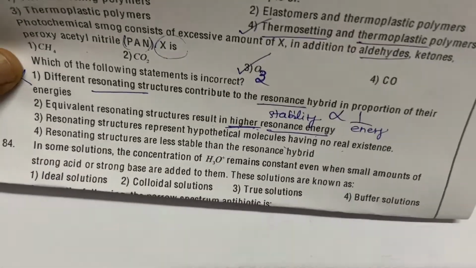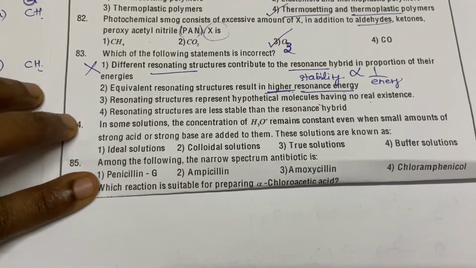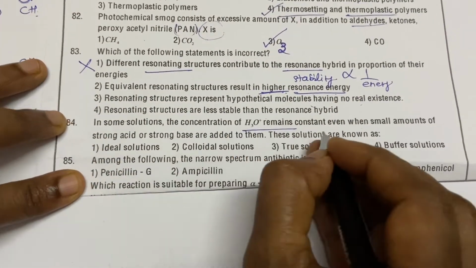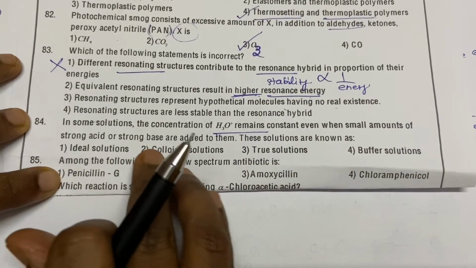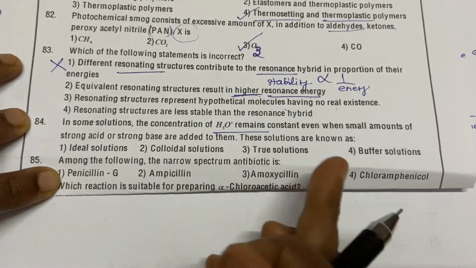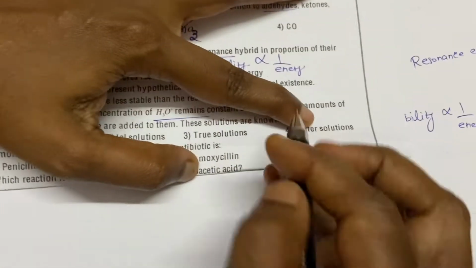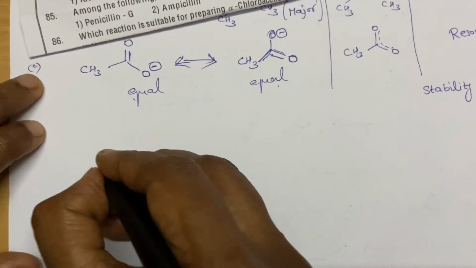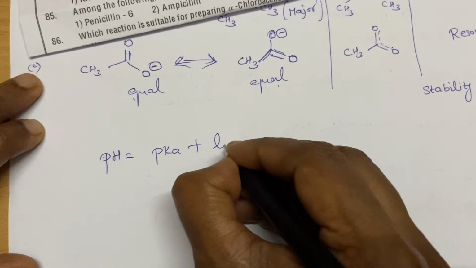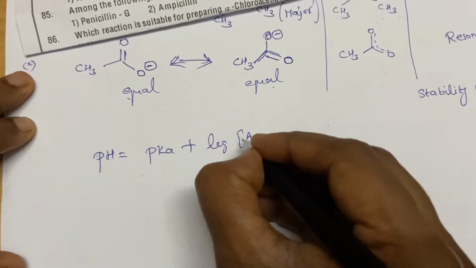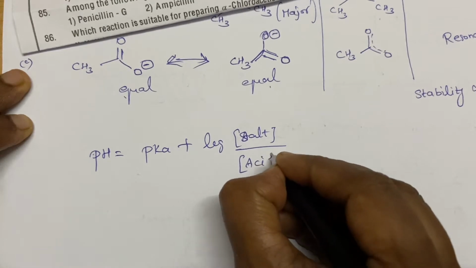So next question. In some solutions, the concentration of H3O+ ions remains constant even when small amounts of strong acids and strong bases are added to them. These solutions, you know, ideal solutions, colloidal solutions, true solutions, or buffer solutions? In acidic buffer solutions, the pH is equal to pKa plus log of the concentration of salt divided by the concentration of the acid.